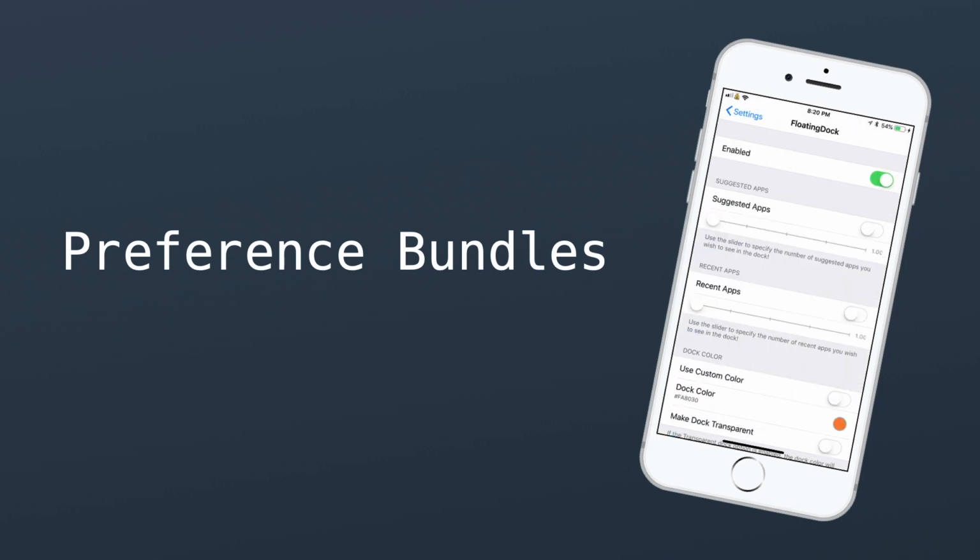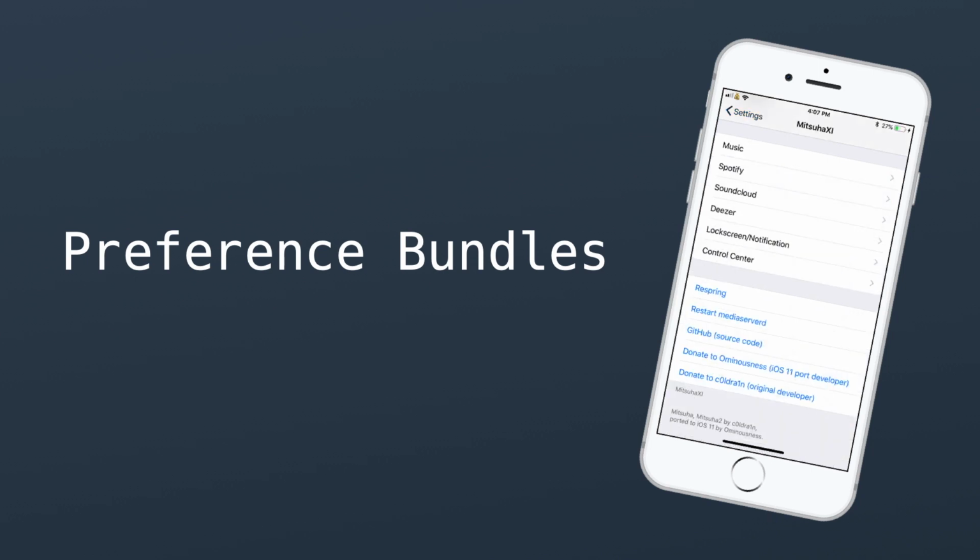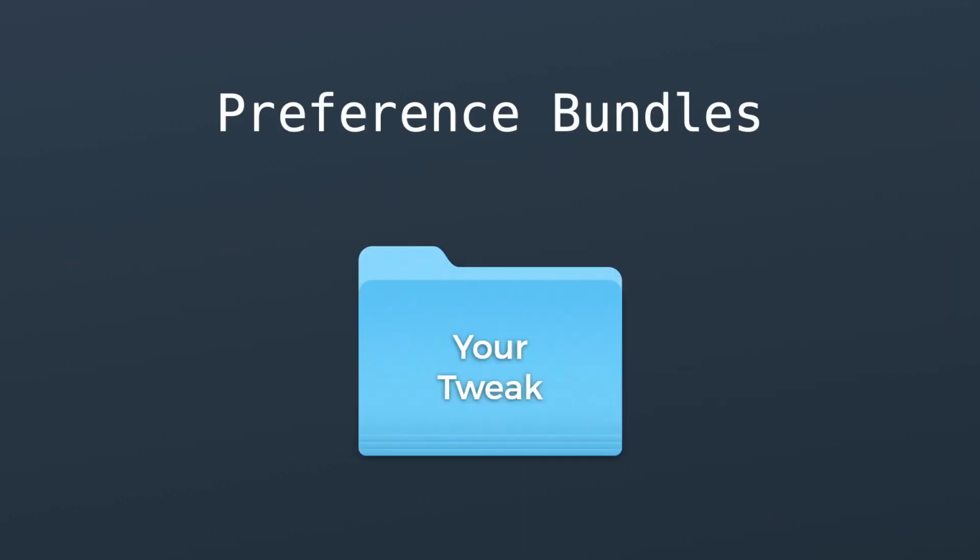Here's a look at the floating dock tweak's preference bundle. As you can see, there's a lot of settings for users to configure, and there's also some custom controls like the dock color picker at the bottom. Preference bundles are also a great place to plug your social media, include GitHub links, or even do things like respring the device. But before we start adding a preference bundle, let's take a look at the file structure of a tweak.